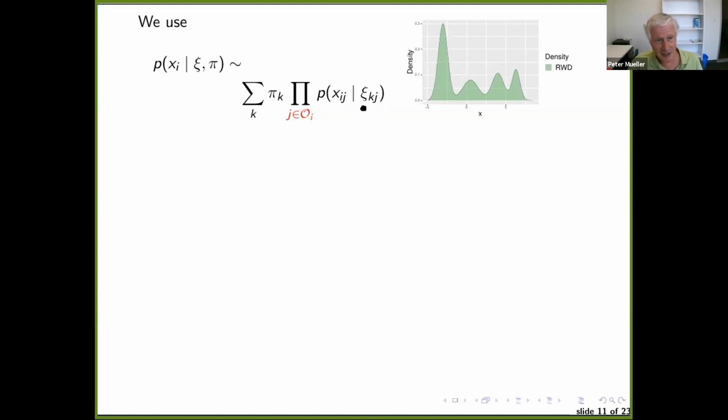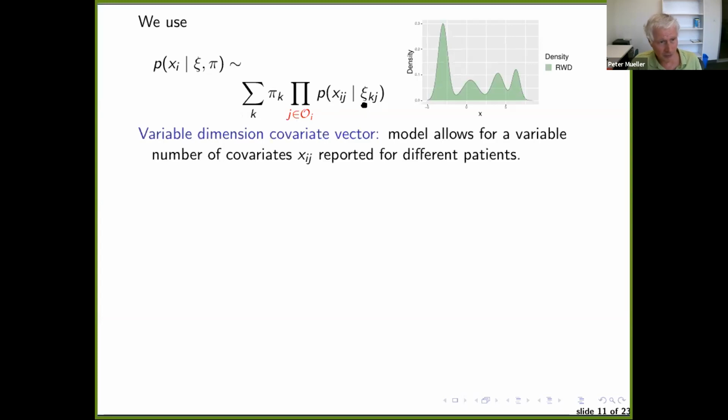The xi sub k, those are the cluster centers, like the cluster number k has cluster center xi kj on the jth covariate. So this actually allows variable dimension covariate vectors. It's one of my pet themes. That's why it pops up here.